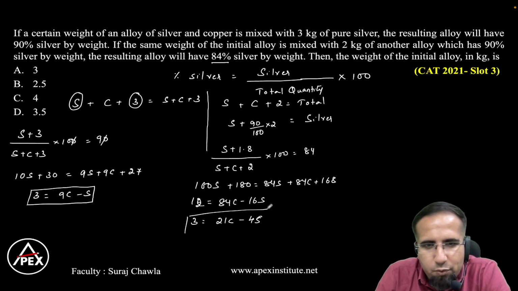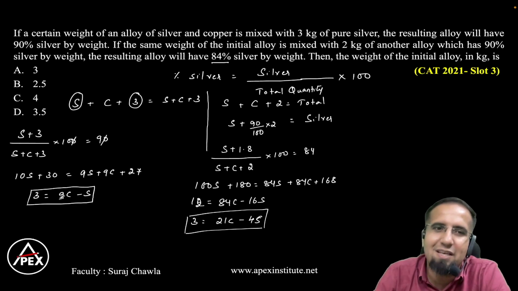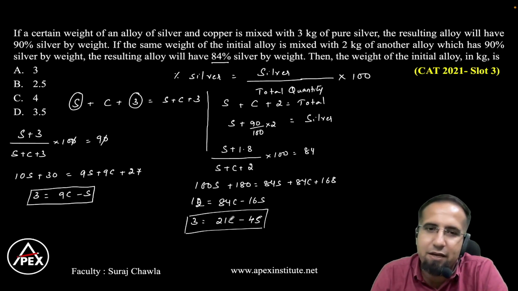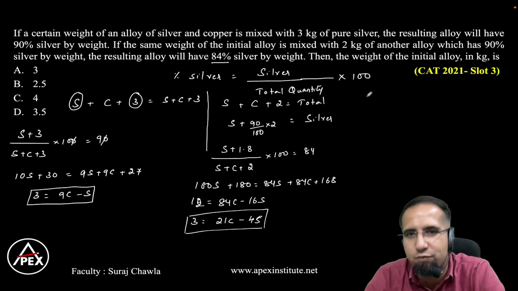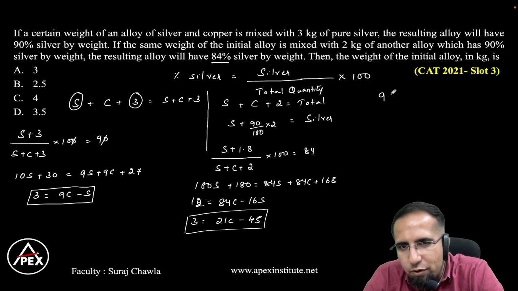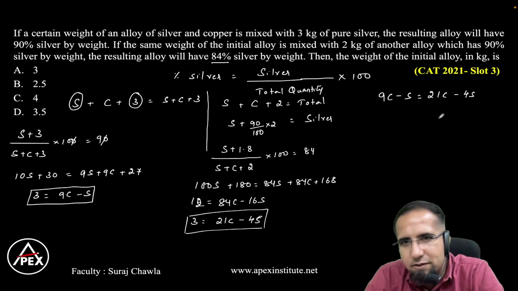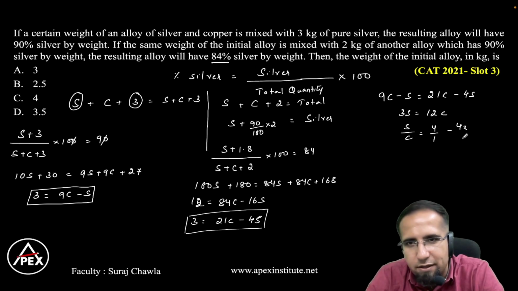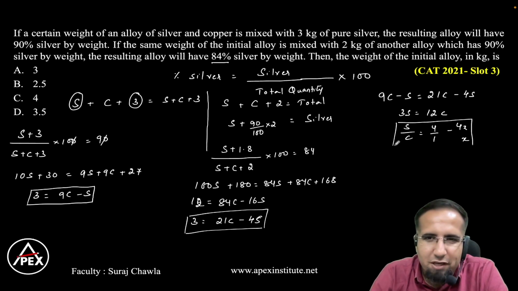So I have two equations. Both of them are giving me 3 is equal to 9C minus S and 3 is equal to 21C minus 4S. So if I equate both of them, I get 9C minus S is equal to 21C minus 4S, or we have 3S is equal to 12C, or we get S by C is equal to 4:1. So let me assume this is 4x and this is x. This is what we have from the given information.